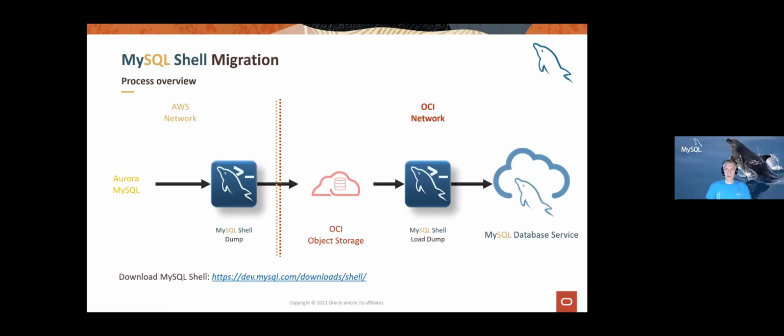All right, so this is an overview of the data migration steps. Using the MySQL shell, the first thing is you dump from Aurora to the Oracle Cloud object storage, and then you create a compute node on Oracle Cloud, install the MySQL shell, and then import into the MySQL database service. To download the MySQL shell, just go to mysql.com, go to downloads, and get the shell from there. So you're going to need that.